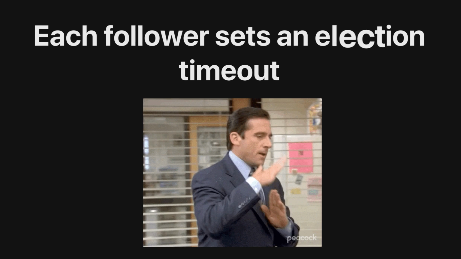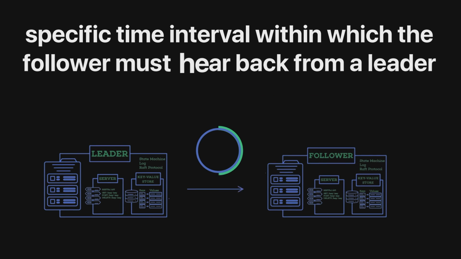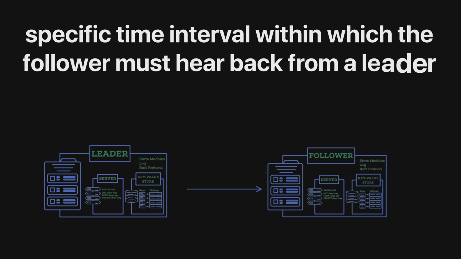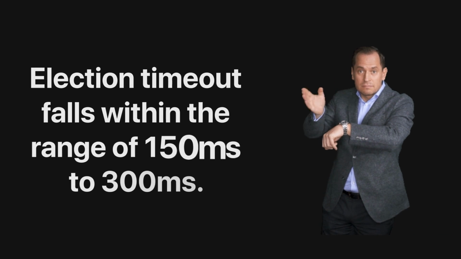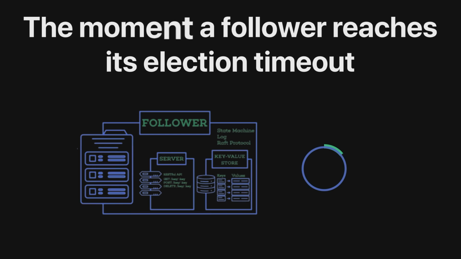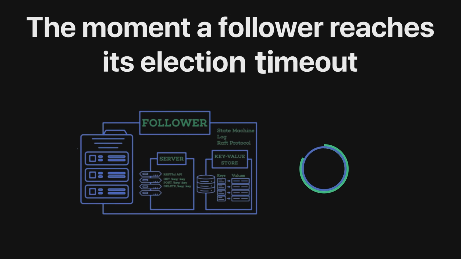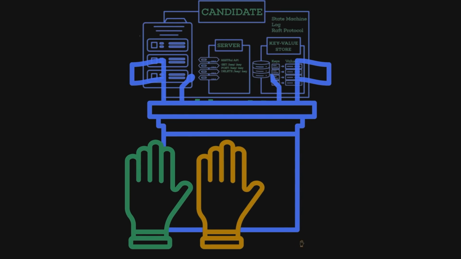Each follower sets an election timeout, which is a specific time interval within which the follower must hear back from a leader. Raft randomizes the election timeout for each follower, but typically, the election timeout falls within the range of 150 milliseconds to 300 milliseconds. The moment a follower reaches its election timeout and it does not hear back from a leader, the follower becomes a candidate, initiates an election for a new leader, and votes for itself.